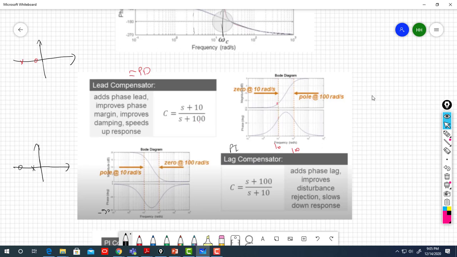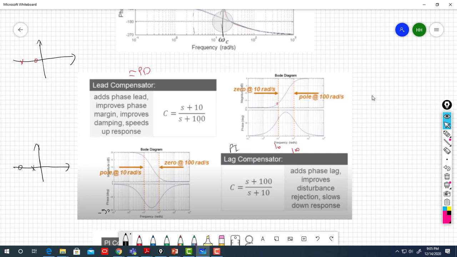By adding this, actually what you are doing is improving the phase margin, improving the damping, and speeding up the response, making your system faster. That's the advantage of the lead compensator, or when we need to design a lead compensator: to improve the phase margin, improve the damping, and speed up the response. So later on in a while I will connect the time domain to the frequency domain, so you'll be able to look at both. But basically that's how a lead compensator is.